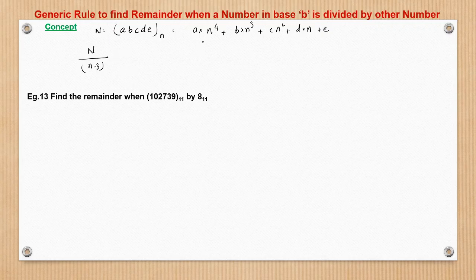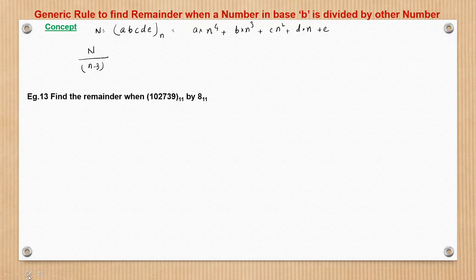So one better way would be to find the respective remainders when n upon n minus 3, what is the remainder, n upon n minus 3 cube, what is the remainder, and those remainders can be individually multiplied to a, b, c, d respectively, and then the final remainder can be obtained. We'll see this through an example, right?